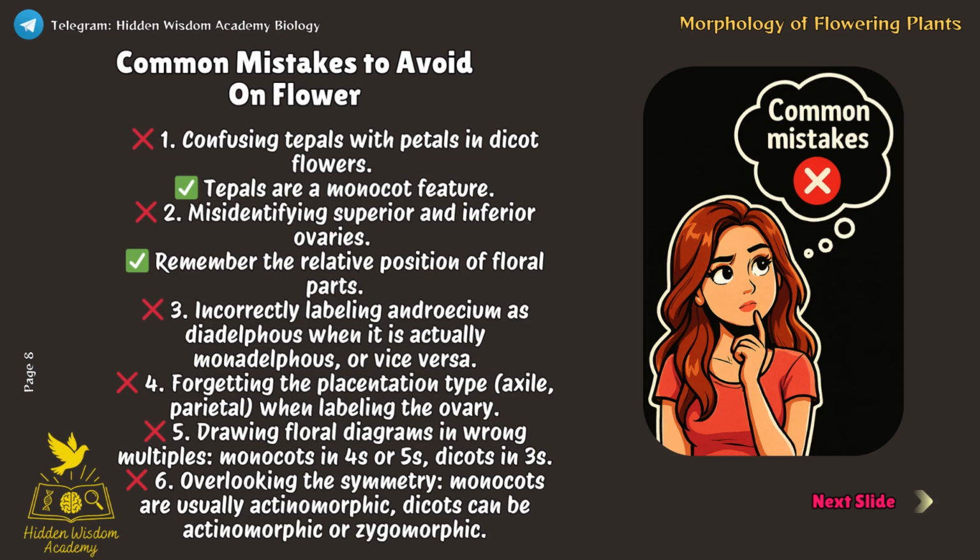Don't forget the type of placentation inside the ovary. Remember floral parts. Monocots have parts in 3s, dicots in 4s or 5s. Note the symmetry. Monocots are usually radial, dicots can be radial or bilateral. Avoiding these mistakes will help you score better in exams theory and diagrams.